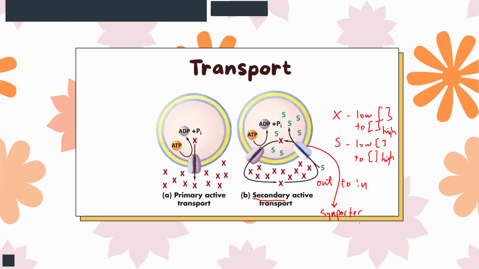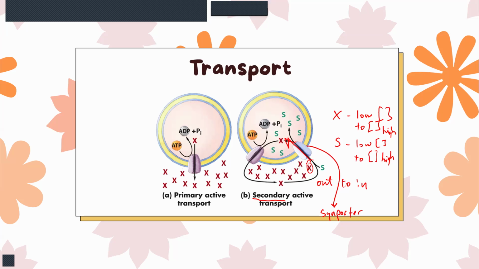It's almost like X moves from here to here. It likes to do that. It's good to do that. That's a favorable movement for X. S just kind of rides the coattails of X from one side of the membrane to the other side of the membrane. So that's our secondary active transport.